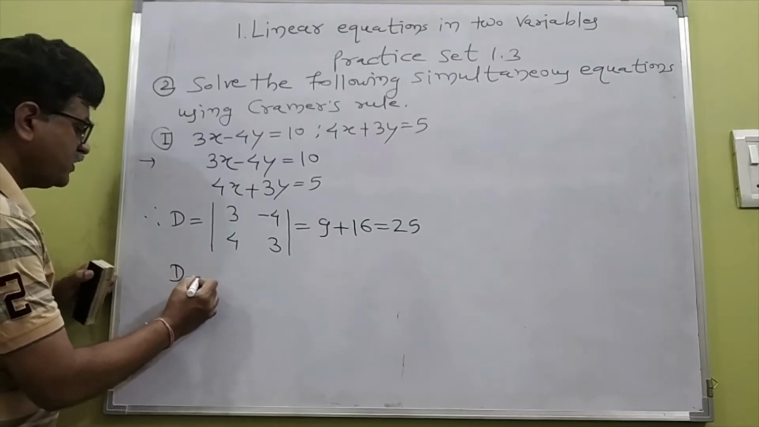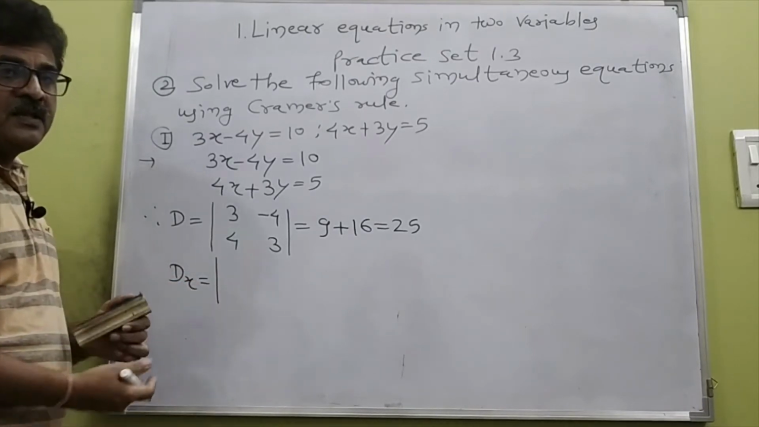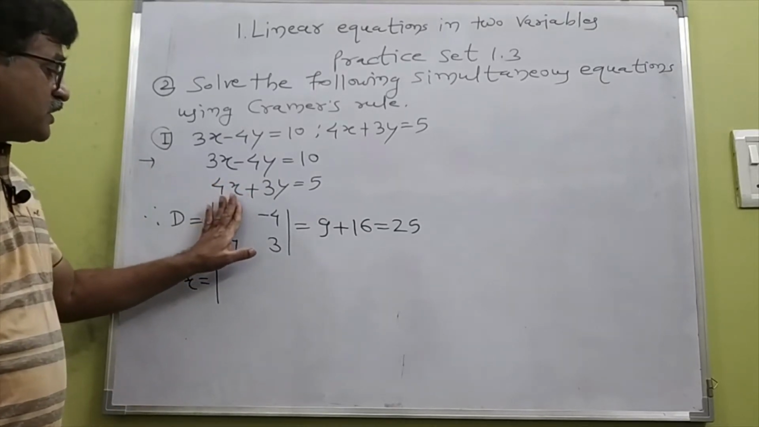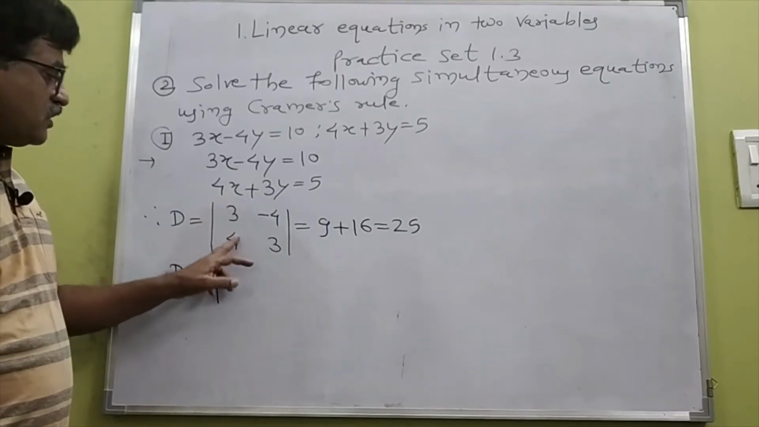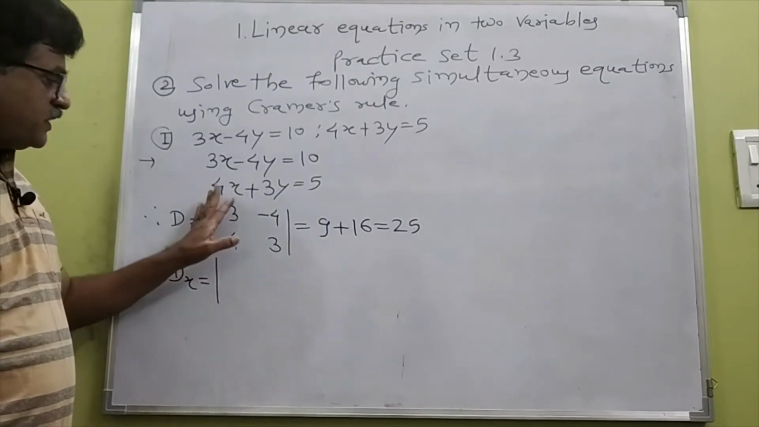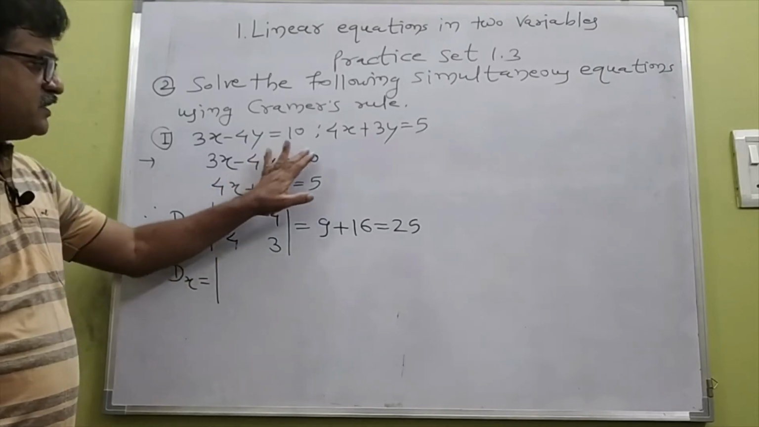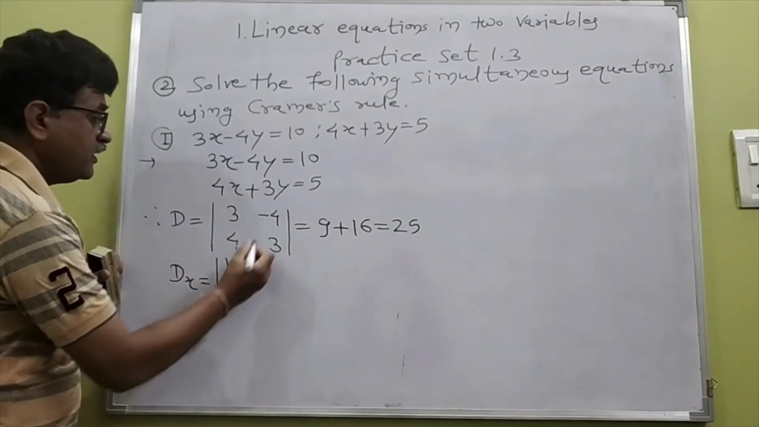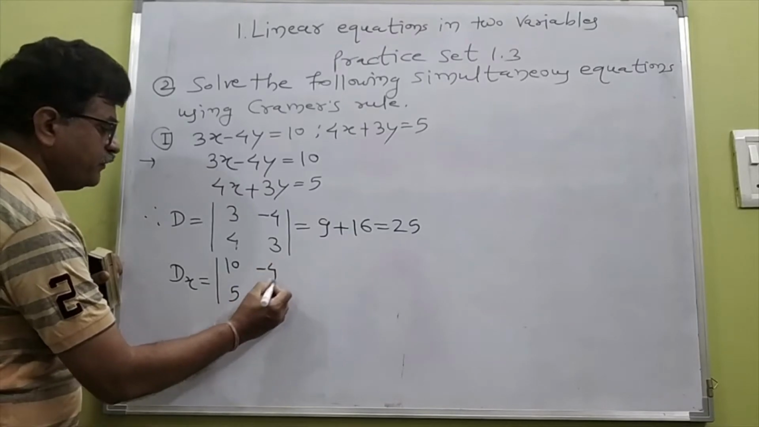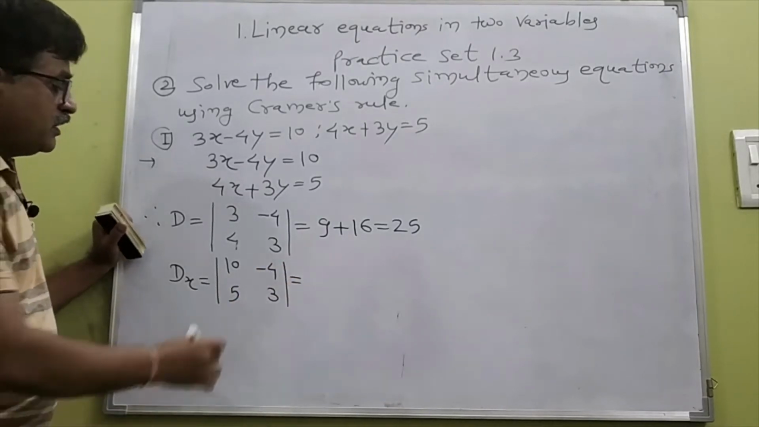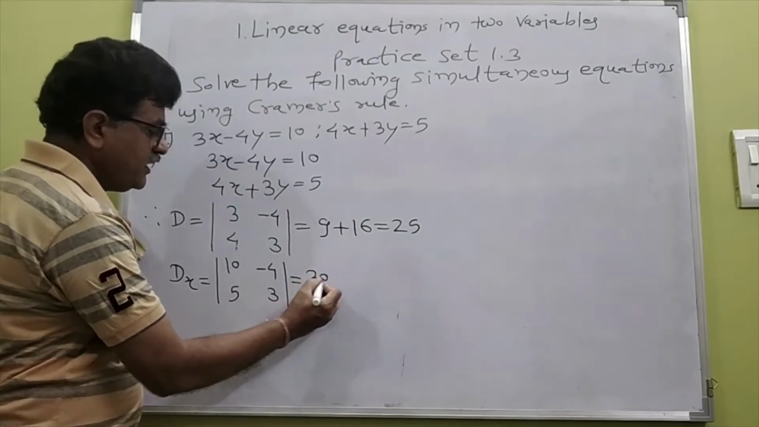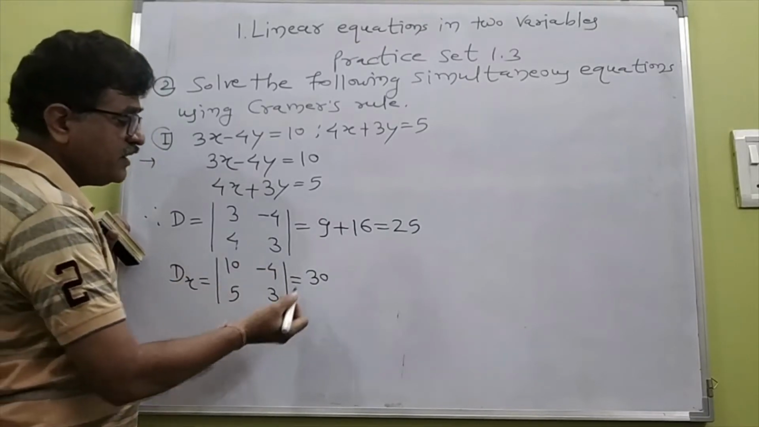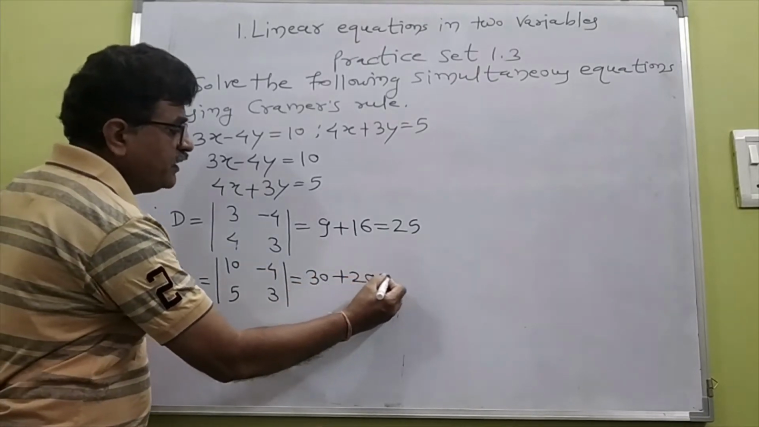Now dx is equal to determinant of, in the first column instead of the coefficients of x, write the constant terms, that is 10, 5. Second as it is, minus 4, 3, is equal to. Now 10 into 3, 30, minus 5 into minus 4 is minus 20, minus of minus, that is plus 20, is equal to 50.